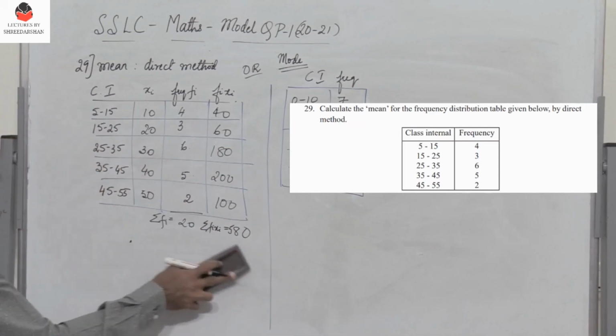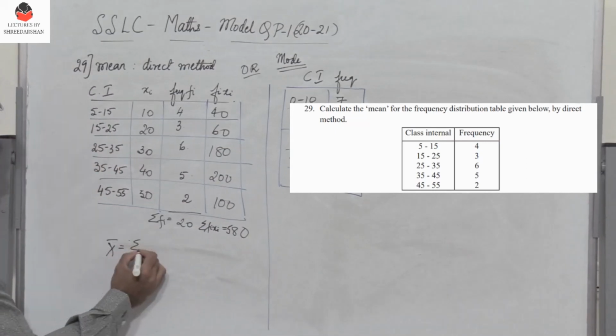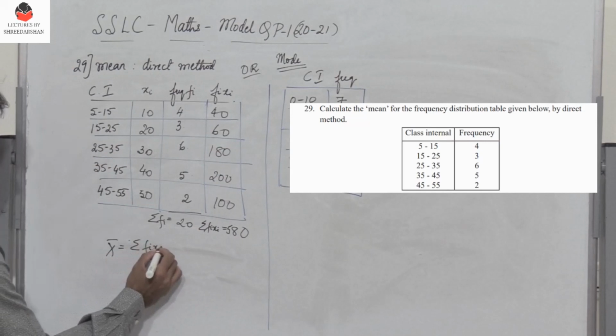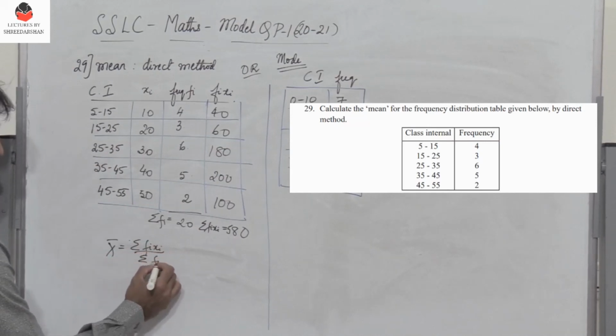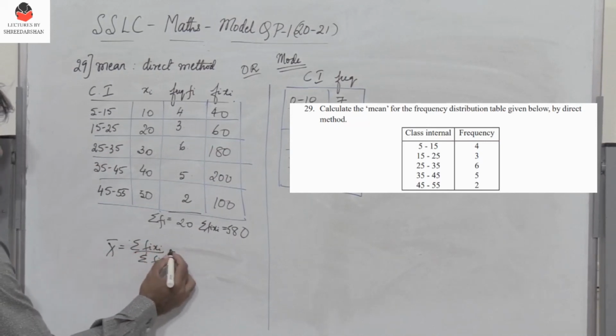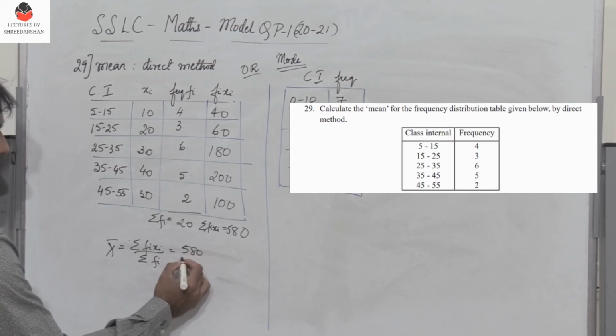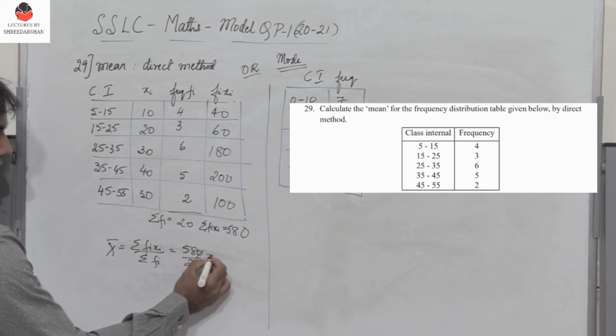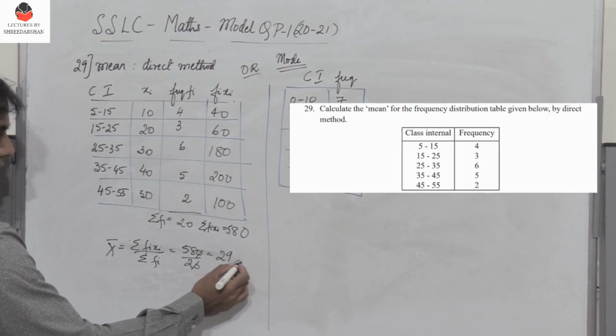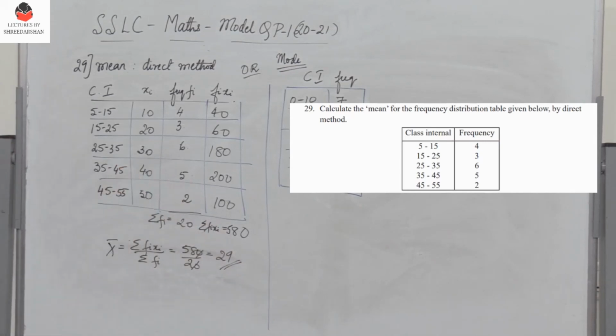How do I find the mean? The mean is nothing but summation fi xi divided by summation fi, which is 580 divided by 20, which gives me 29. So this is the answer.